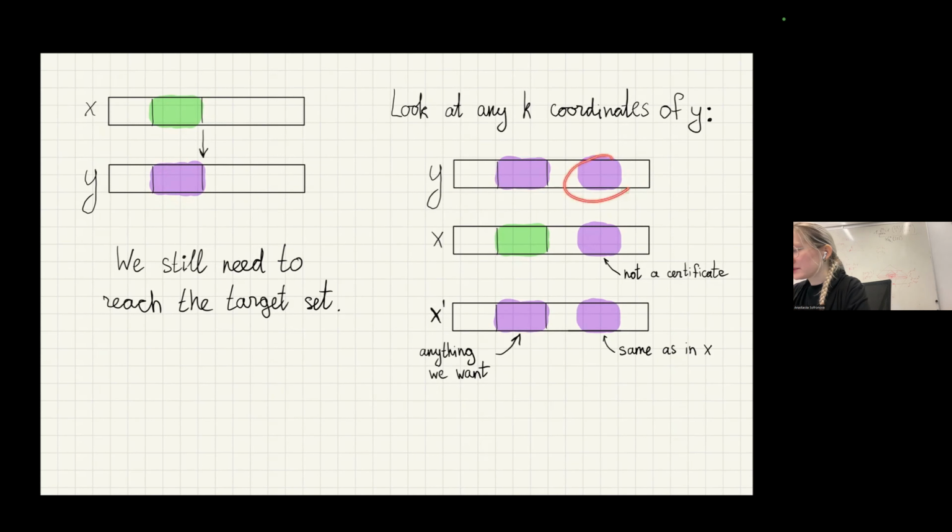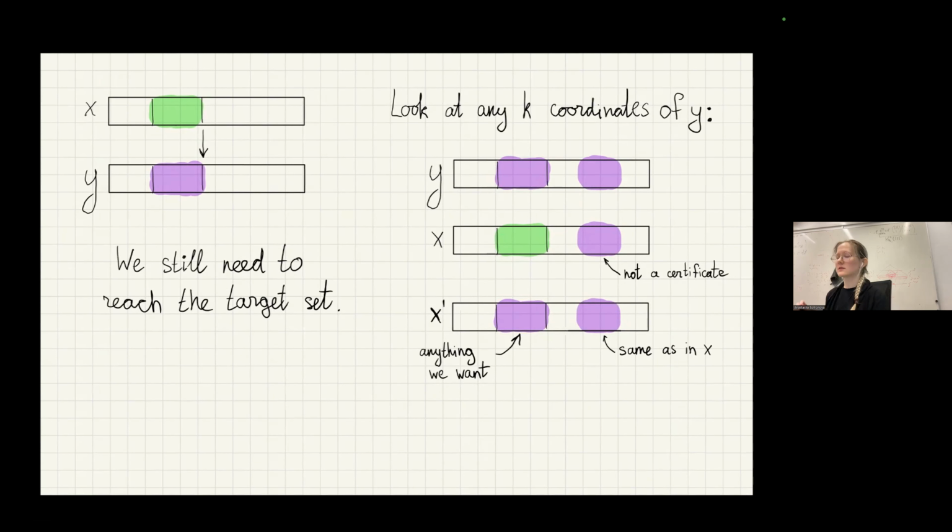I know that this part in X was not a certificate for that. So if I'm just seeing this part of X, I don't know what's happening here at all. I cannot exclude even one string from the support of this green part. In particular, this means that I will have some other string X prime in my set of X's, such that here we have the same values as in X, but here we have anything we want at all. For example, the same bits as in Y.